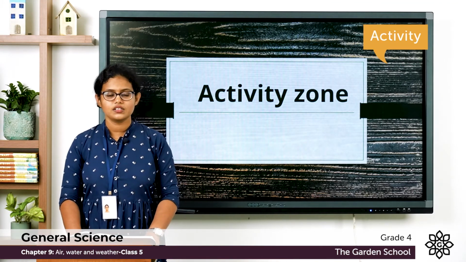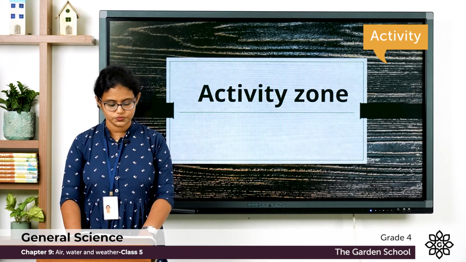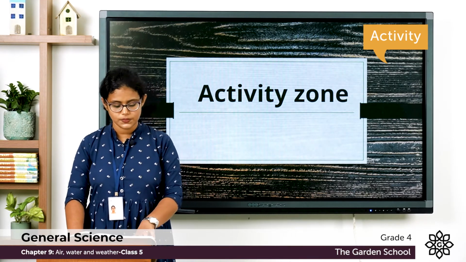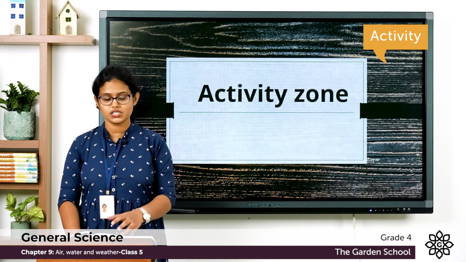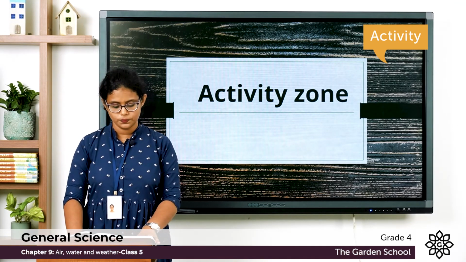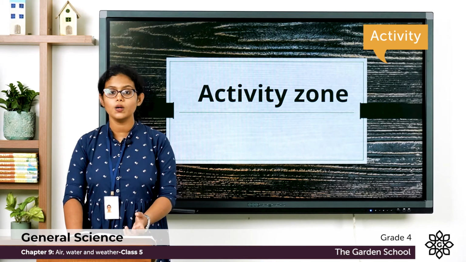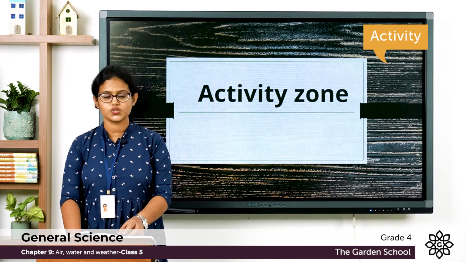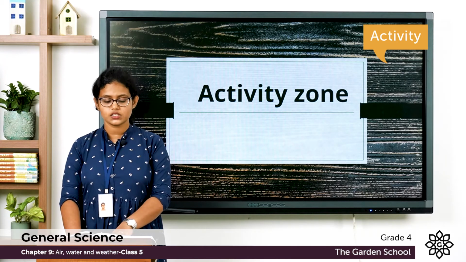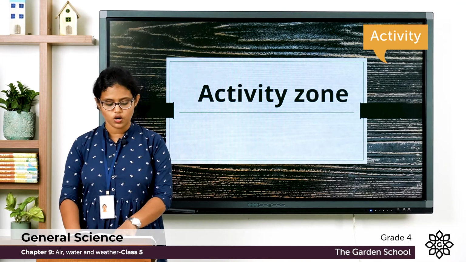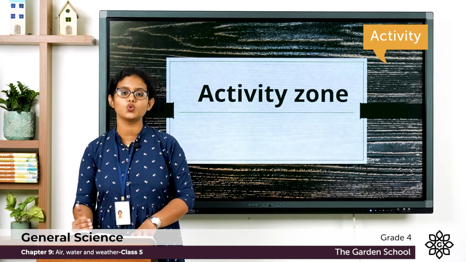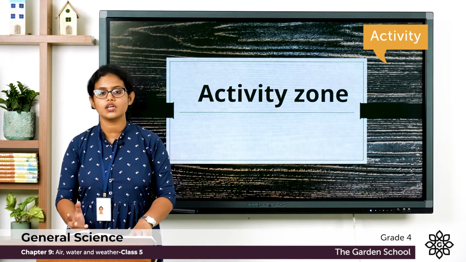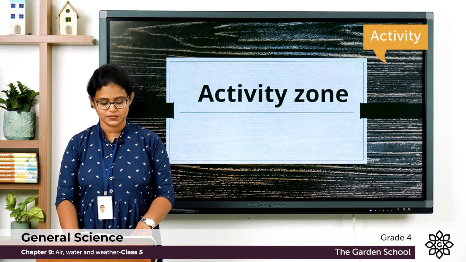The next one is the activity zone. So, what you need to do is, with help of your elder, you can take a visit to an area where there is grass or small plants. Then try to collect dewdrops in a bottle with the help of a dropper. So, you can just try to do this activity, try to take the help of your elders.